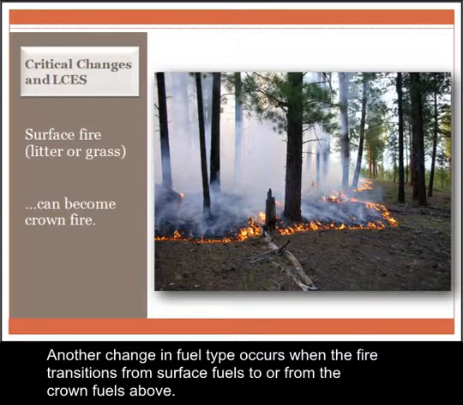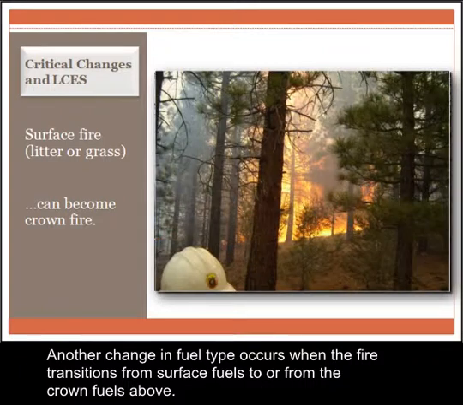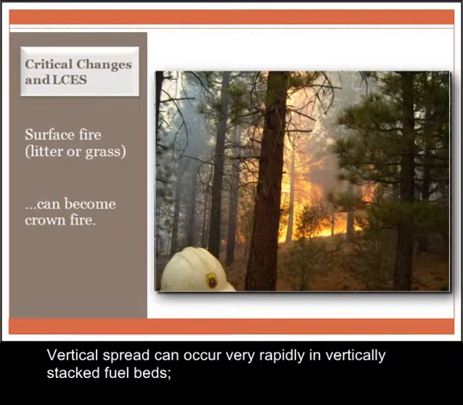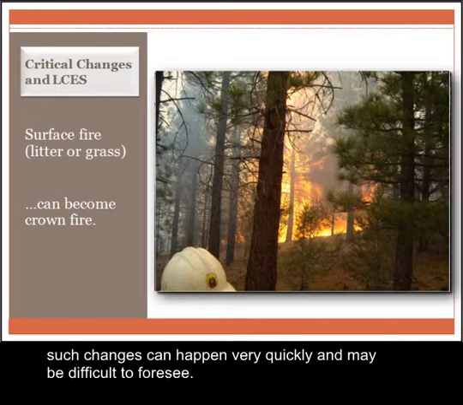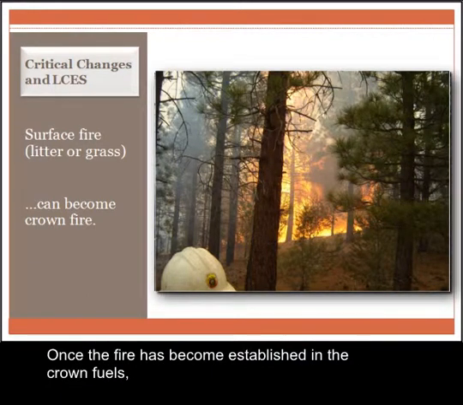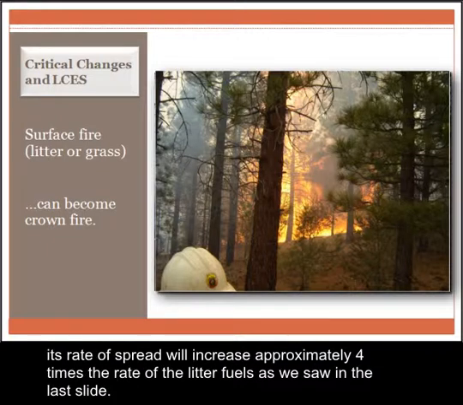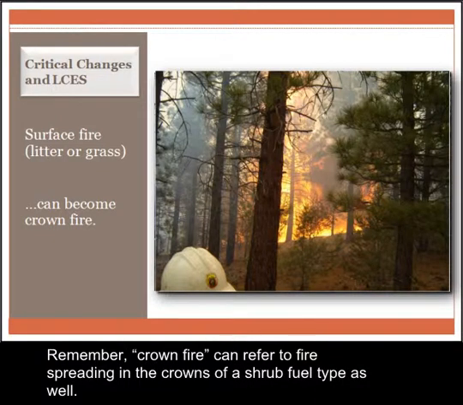Another change in fuel type occurs when the fire transitions from surface fuels to or from the crown fuels above. Vertical spread can occur very rapidly in vertically stacked fuel beds. Such changes can happen very quickly and may be difficult to foresee. Once the fire has become established in the crown fuels, its rate of spread will increase approximately 4 times the rate of the litter fuels as we saw in the last slide. Remember, crown fire can refer to fire spreading in the crowns of a shrub fuel type as well.